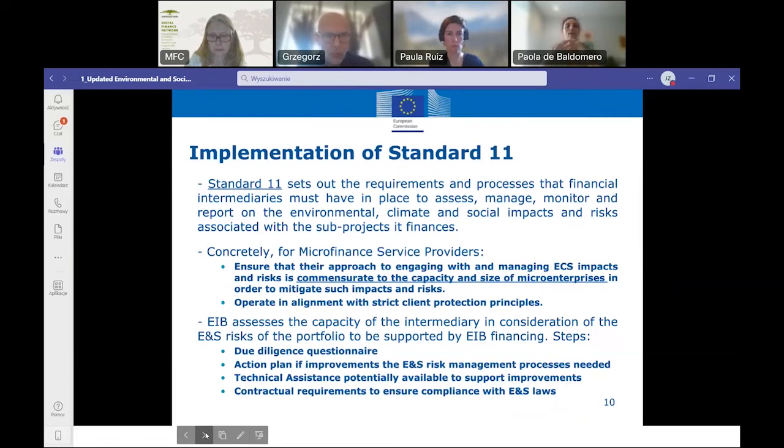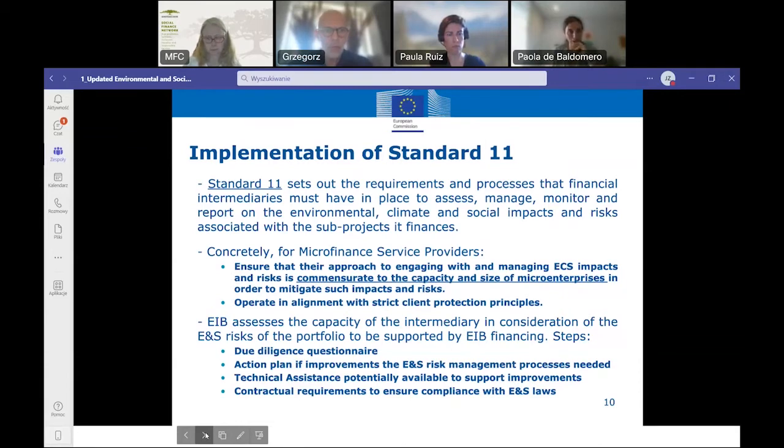But in terms of process and how EIB is going to do due diligence on the processes of the intermediaries, it's going to be a very basic step approach. We will have a due diligence questionnaire for asking the right questions about the processes and the procedures, and understanding how the FI takes into consideration the environmental and social aspects. Then, if there are things that EIB considers need to be improved in terms of the risk management practices of the FI, then we will put in place an action plan. But that action plan will not be in a vacuum. There will probably be some technical assistance available to support the improvements of the environmental and social management system.